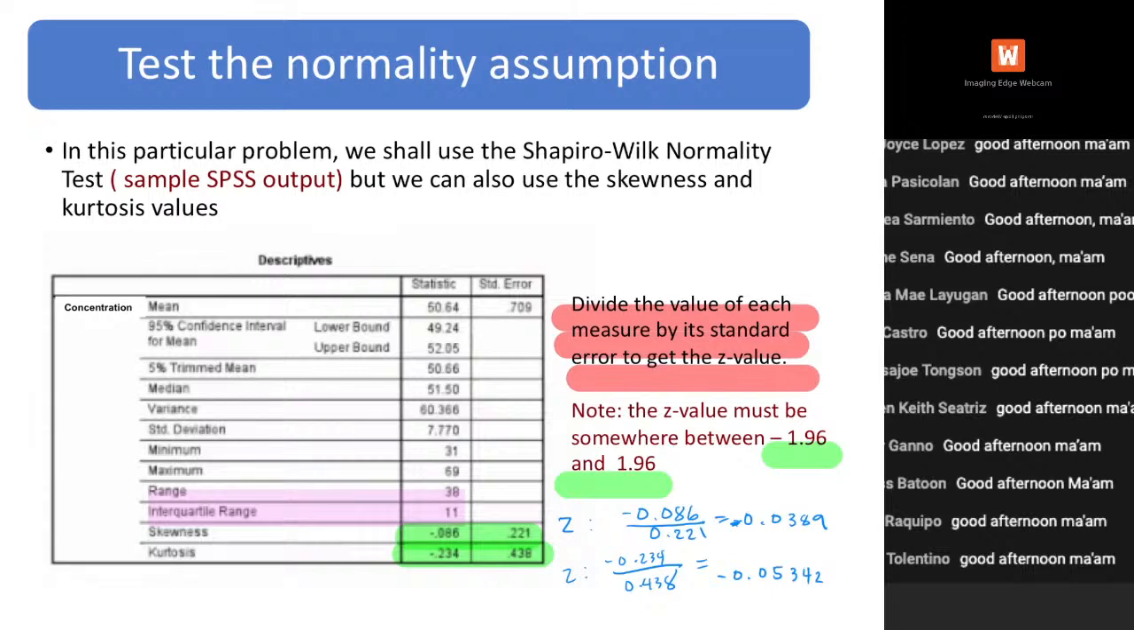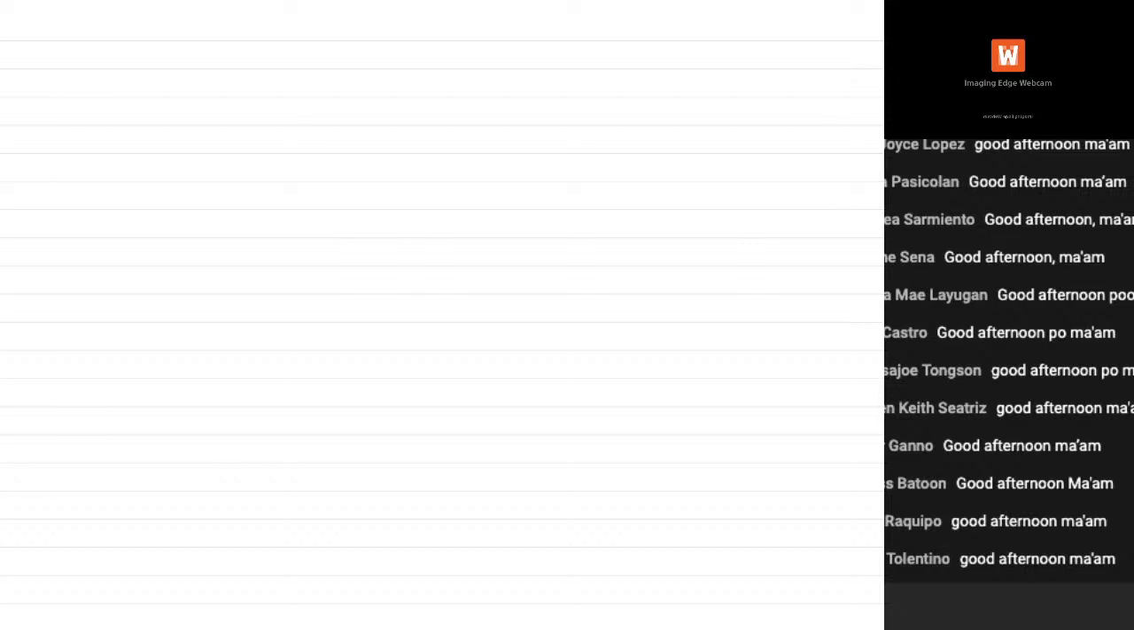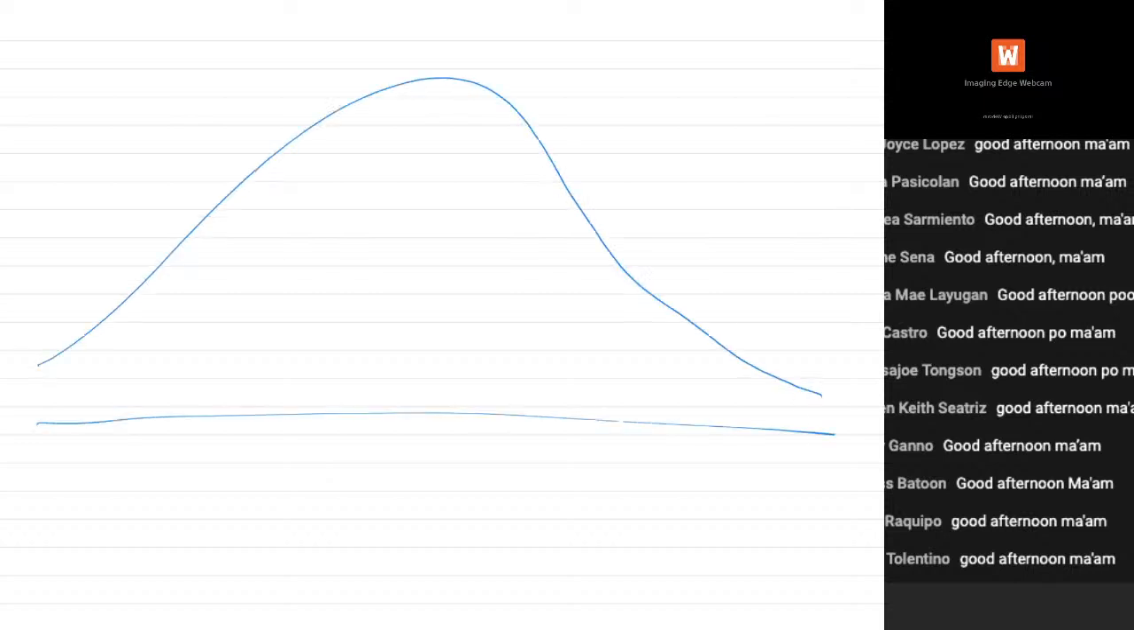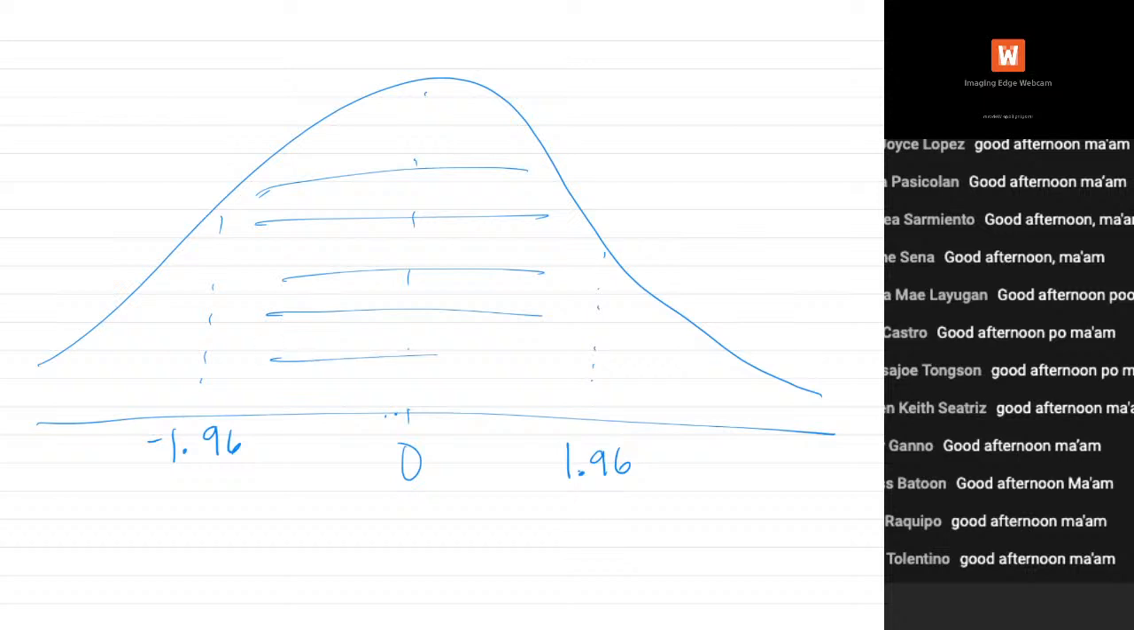So take note that these values fall within negative 1.96 to 1.96. Kung sa standard or sa normal distribution sana, take note, this is normality test. Kung ito yung normal distribution natin, and the z values are negative 1.96 and positive 1.96. Ano yung mga z values na na-compute natin? Negative 0.03 is very, very close to 0, somewhere here. And then the other value, negative 0.05, is somewhere here also. So is it within the span? Yes. So which means the data is normally distributed.